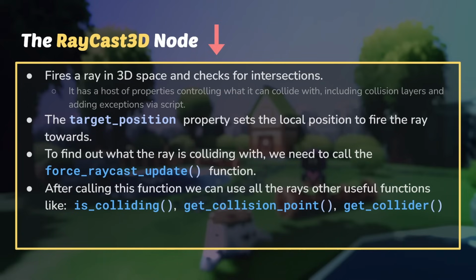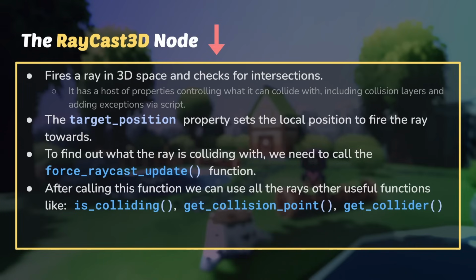We can also add exceptions with a script, so we can make sure that the ray, for example, can't collide with our player. There are also properties in the inspector that will let you make it only collide with areas or bodies or neither. The RayCast has a target position property. This is where the ray is drawing to.